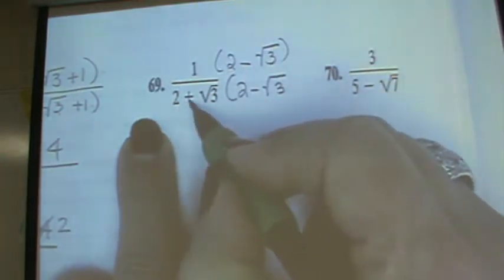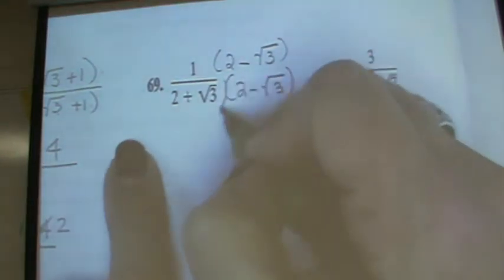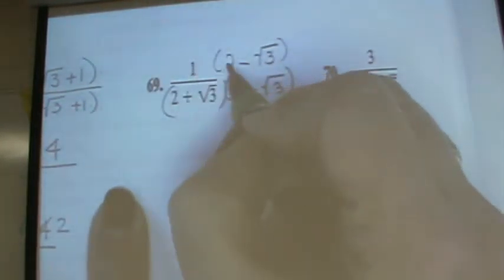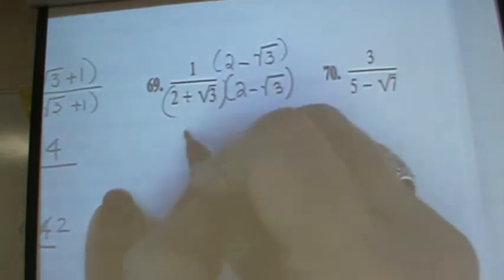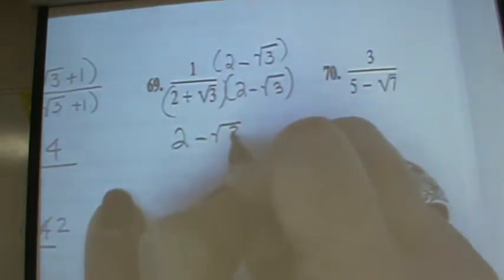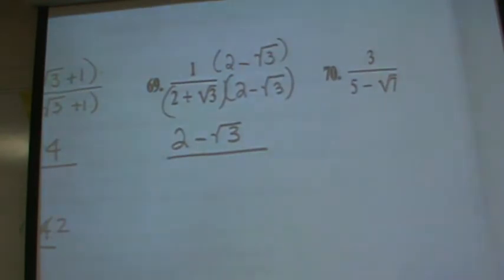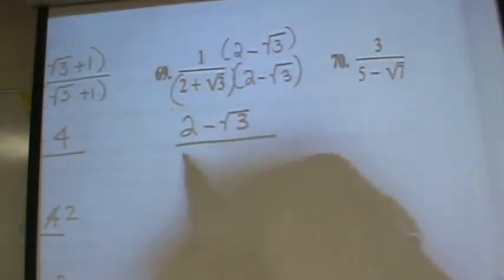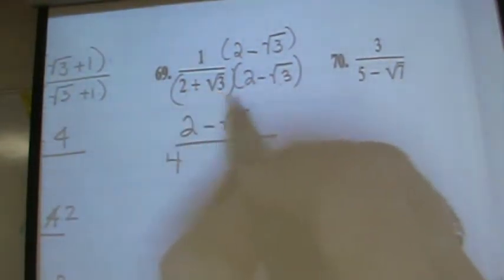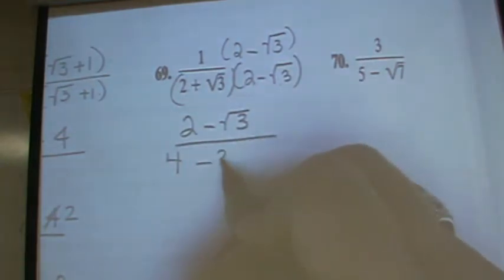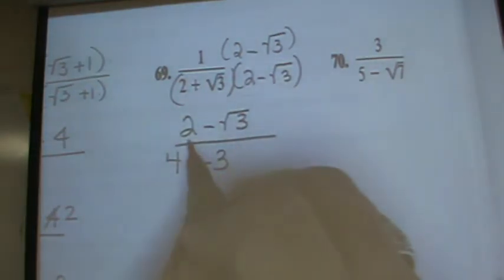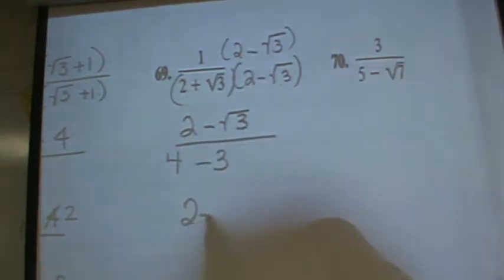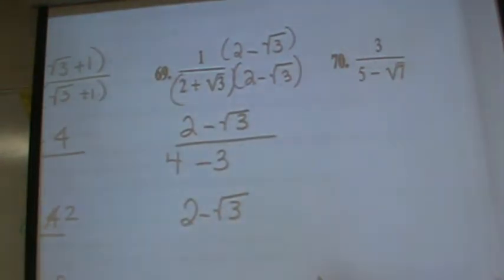69, you're going to multiply by 2 minus root 3. So 1 times 2 and 1 times negative root 3. 2 times 2 is 4. The next 2 cancel. So this is simply 2 minus root 3.